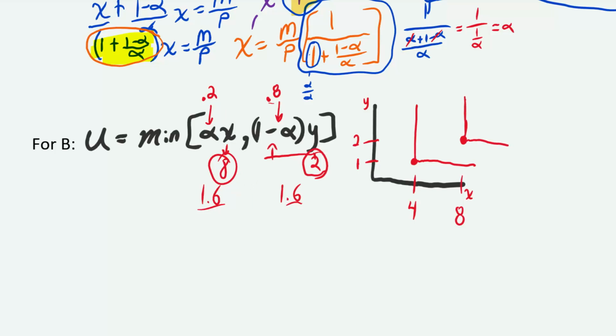So what this tells us is that the fixed proportions in which this person is always going to want to consume are related to these exponents. And you're going to want 4 times as many x's as y's.